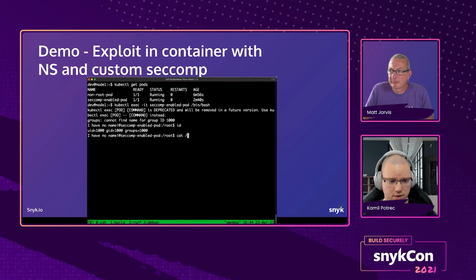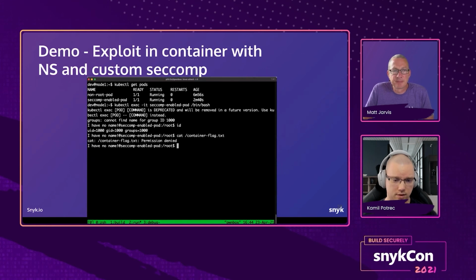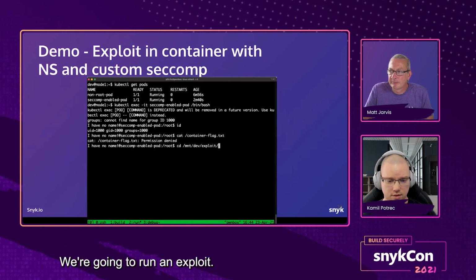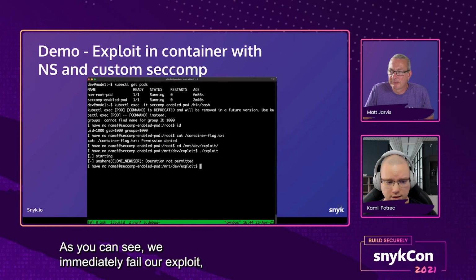You see, we are user 1000. We cannot access the file permissions. We're going to run an exploit. As you can see, we immediately fail our exploit.